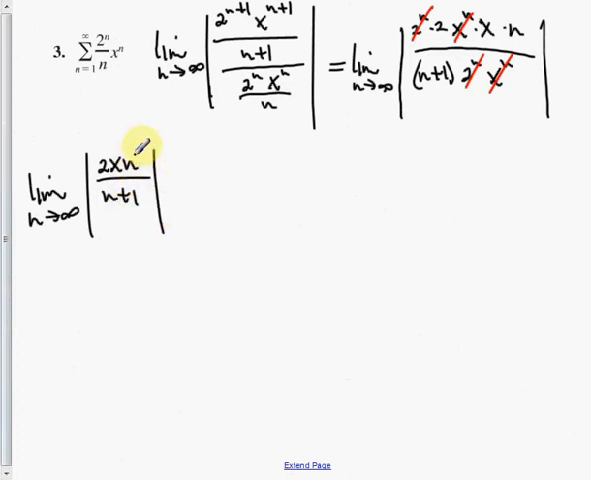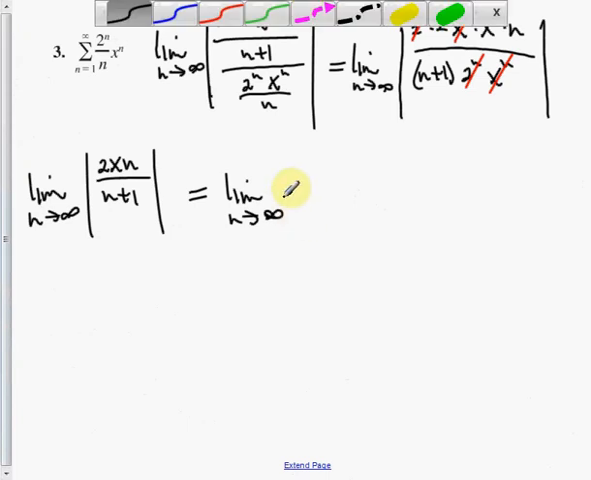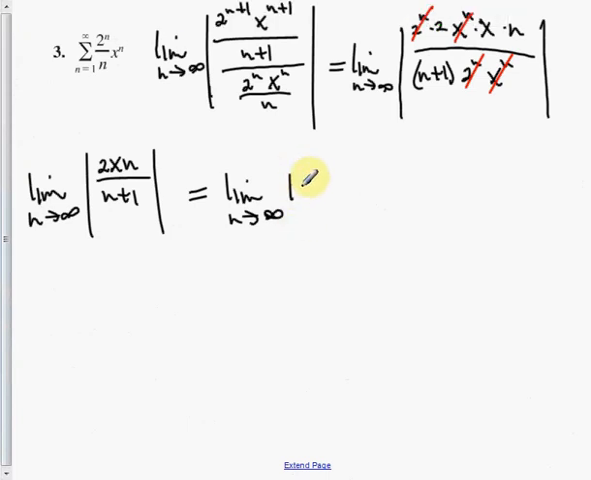Now notice here that this 2 times x, I could bring that out from the limit because it's not in the limitation process. Here the 2 is fixed, x is fixed, but the n's are changing. So we can write this as the limit as n goes to infinity of, I need to take that out, the absolute value. I'm sorry, that's 2 times x here times n over n plus 1. The limit of n divided by n plus 1 is 1.